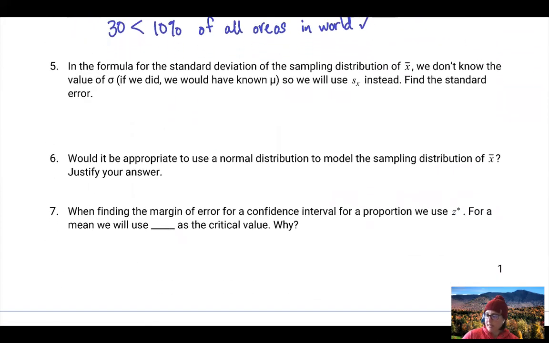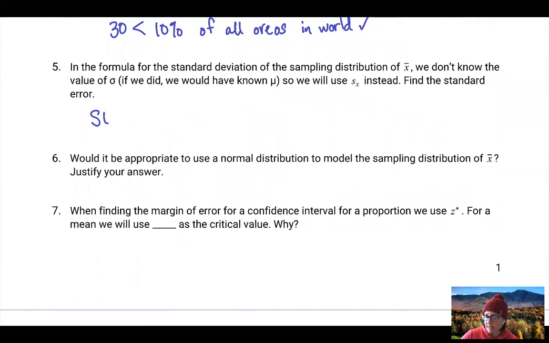So like we said up above, we don't know what sigma is. So instead of using sigma, we're going to use the standard deviation of the sample instead. And as we've seen before, this thing's called the standard error now. And so we're going to say this formula is Sx over the square root of n.